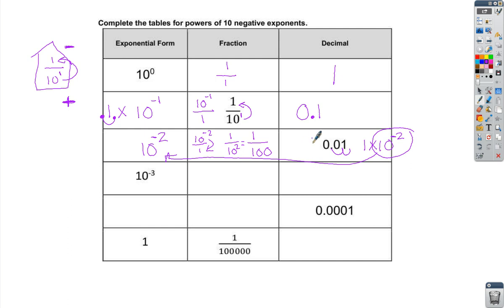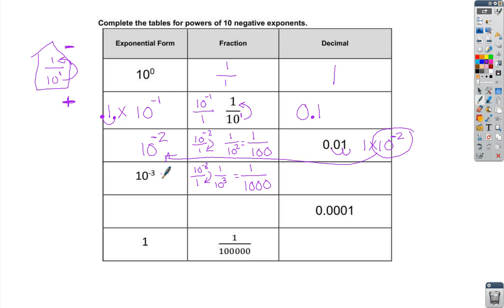Okay, so we have 10 to the negative 3. So we need to write this in fraction form. So it's like saying 10 to the negative 3 over 1. We need to bring that negative downstairs and make it positive. We're going to have 1 over 10 to the third power, but this is still in exponential form. It's not fully in fraction. So we need to write that number out the long way. So we'll have 1, and our exponent will tell us how many zeros we need. 1, 2, 3 zeros.